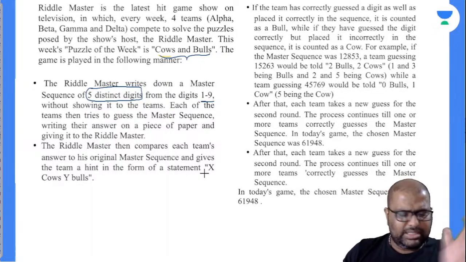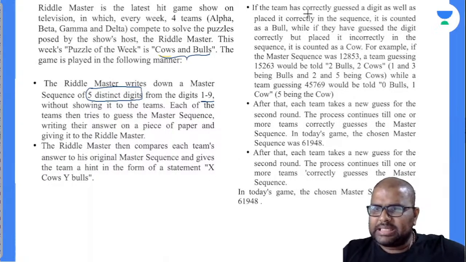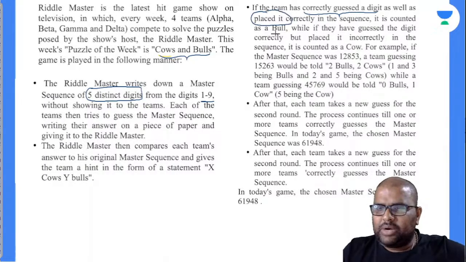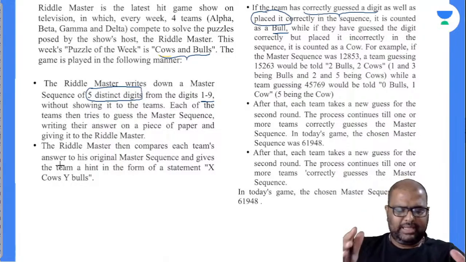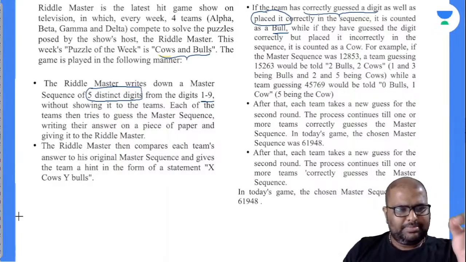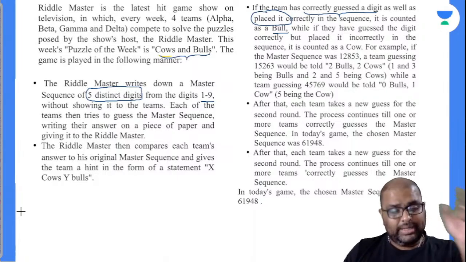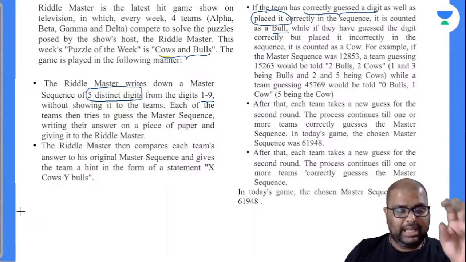What are cows and bulls? Let's see the next statement. If the team has correctly guessed a digit as well as placed it correctly in the sequence, then it is counted as a bull. Let us suppose there is a 5-digit number. In the units place, according to the Riddle Master, there is 1. I also identified 1 and its place. Then I'll get 1 bull.